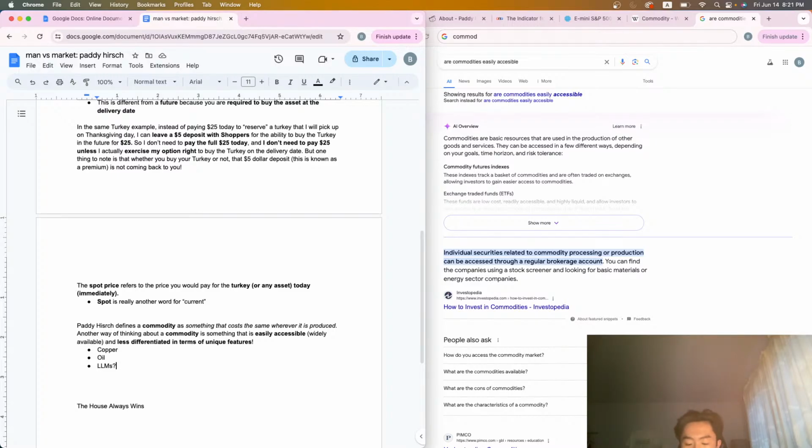So I guess this is kind of interesting, right? If you think about it, commodities are things that have the same cost wherever they're produced, are widely accessible, and are less differentiated in terms of unique features. Sometimes these commodities drive a lot of the value or are one of the core components of the value chain for a product or a service.